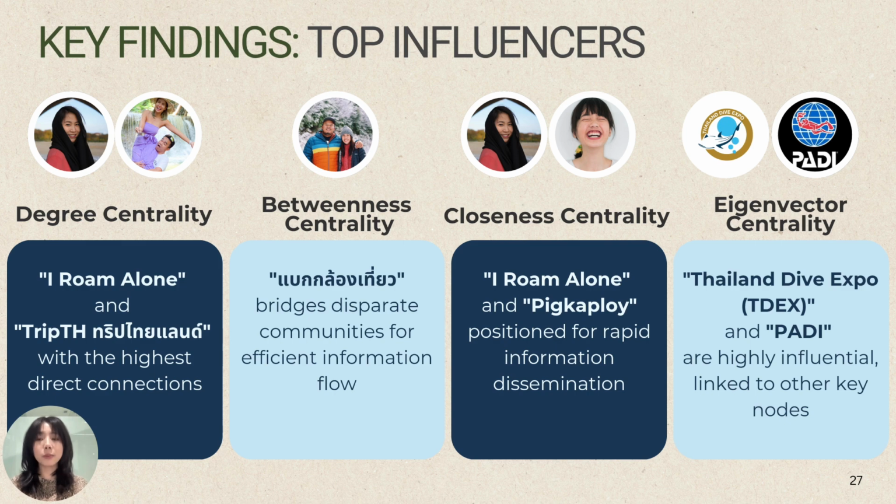And the next one is betweenness centrality, which bridges diverse communication flows. And closeness centrality has influencers at a key point to rapidly spread information to the followers. And the last one is eigenvector centrality, which has the highest impact speed, like Thailand Diver Expo and PADI.